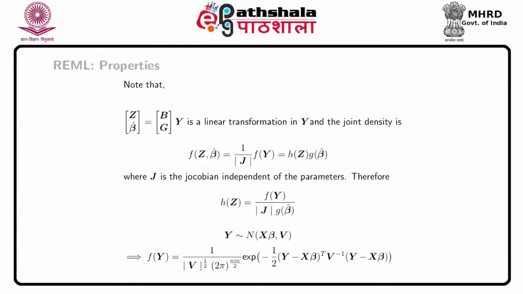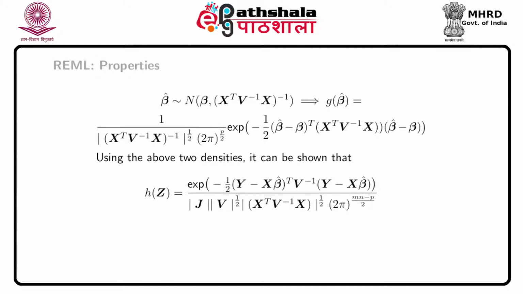So it again follows a normal, and if we just put in the values, it comes out that Hz can be defined as exponential of minus half Y minus X beta hat, transpose V inverse, Y minus X beta hat, times determinant of J, determinant of V to the power half, and then determinant of X transpose V inverse X to the power half, 2 pi to the power n minus p by 2.